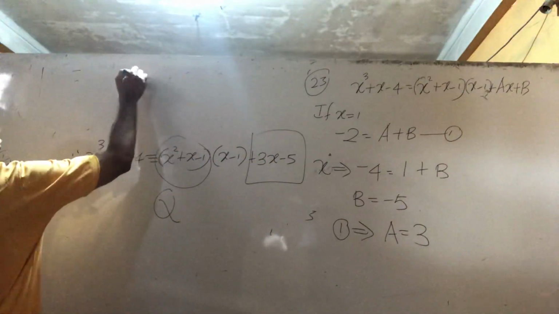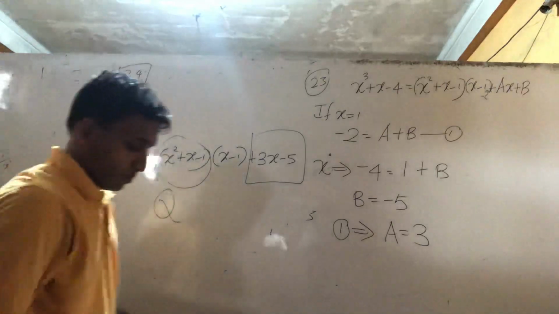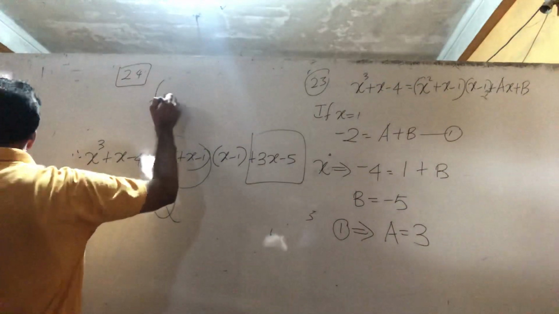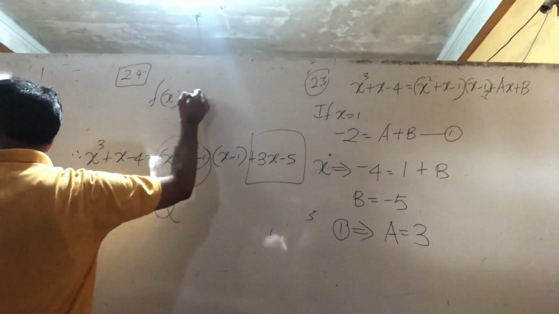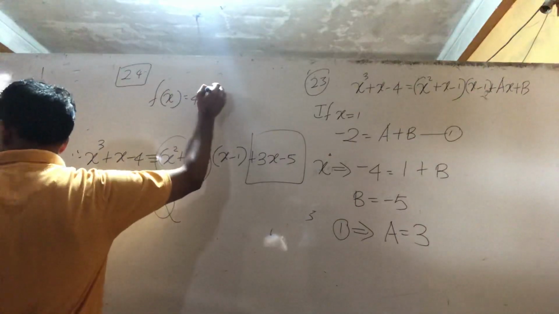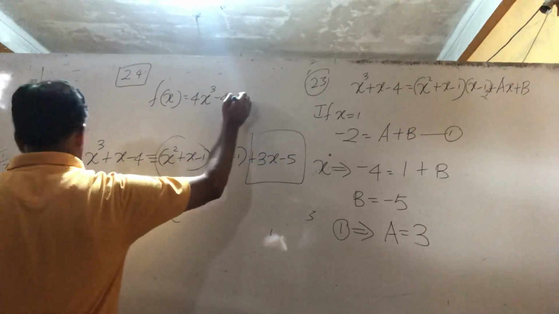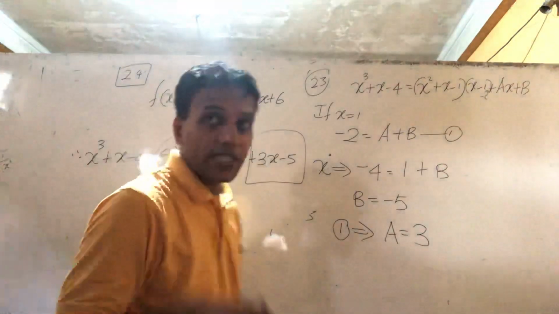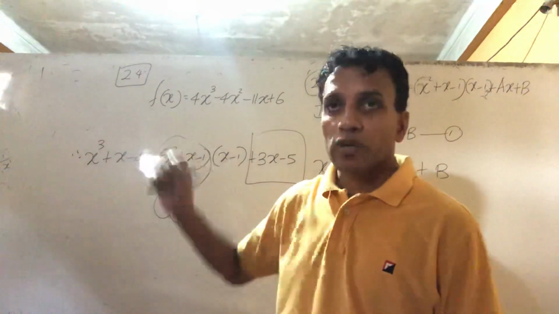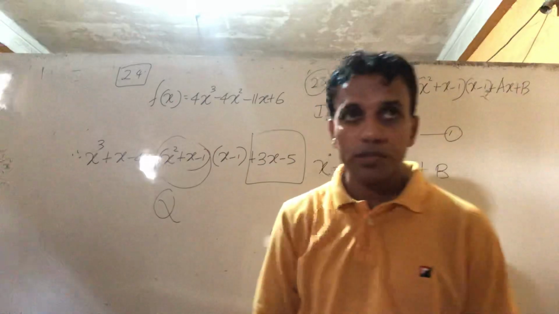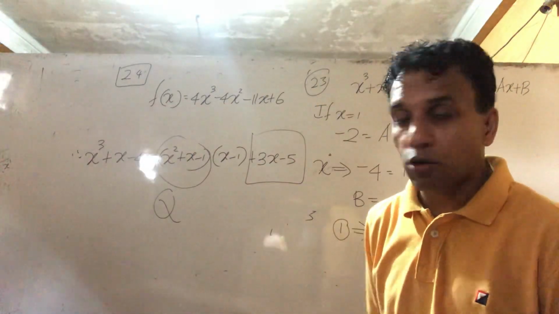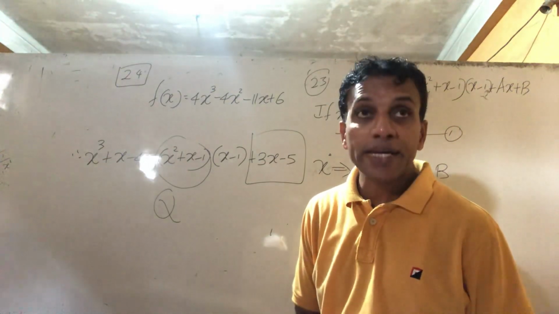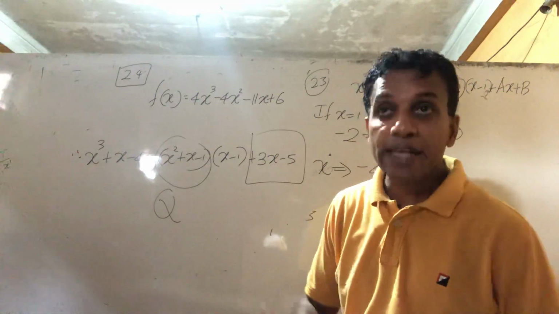Next, question number 24. Problem 24. Given that f of x equals 4x cube minus 4x square minus 11x plus 6. I already have the tute for this problem. This is the question, you can take note of it, or go to my Facebook page and download these two tutes on polynomials. f(x) is given. First part: find the remainder when f(x) is divided by x plus 1.